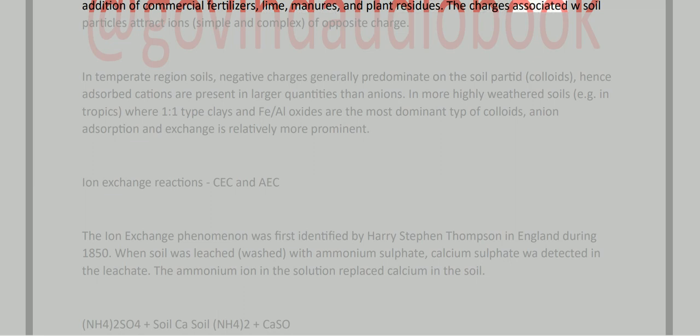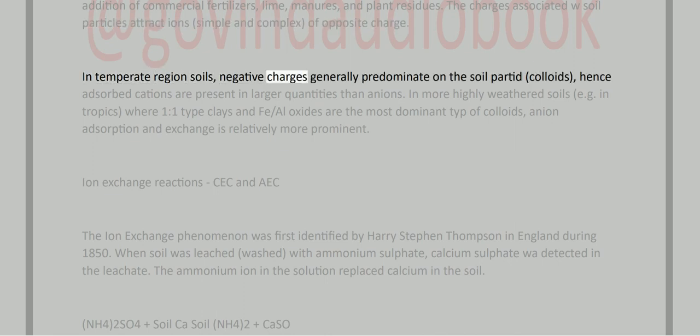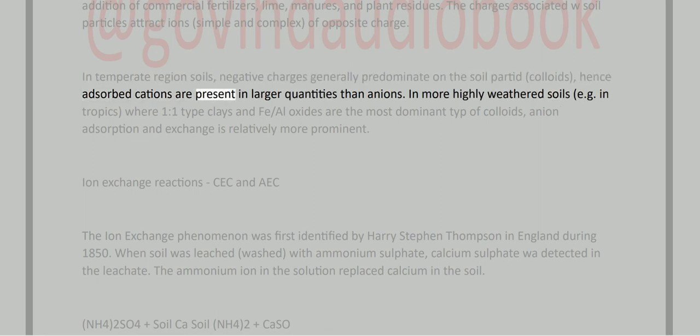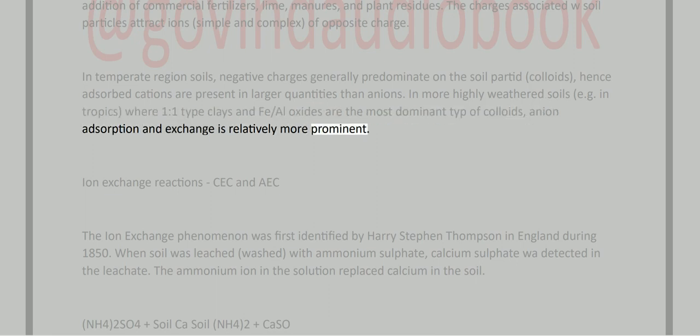The charges associated with soil particles attract ions, simple and complex, of opposite charge. In temperate region soils, negative charges generally predominate on the soil colloids, hence adsorbed cations are present in larger quantities than anions. In more highly weathered soils, e.g. in the tropics, where 1:1-type clays and Fe oxides are the most dominant type of colloids, anion adsorption and exchange is relatively more prominent. Ion exchange reactions, CEC and AEC.